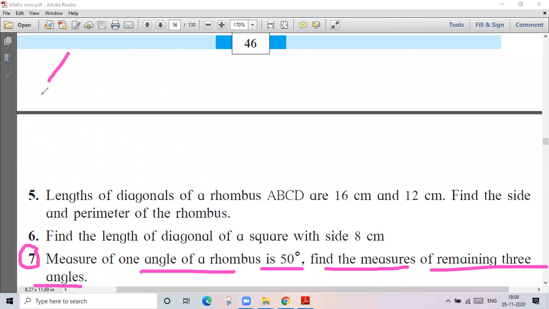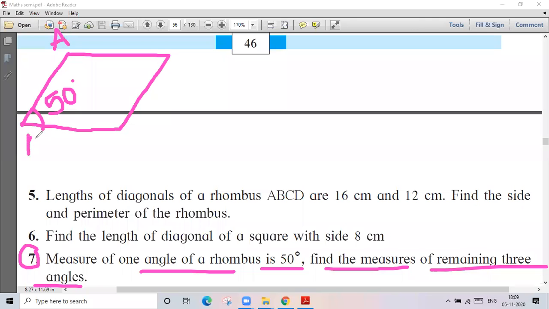For our understanding, एक छोटा सा diagram draw करूया इथे. Suppose this is 50 degree. हा तुमचा 50 degrees आहे. We need to find out the measures of other angles. So suppose it is A. Here it is B, here it is C, and here it is D.